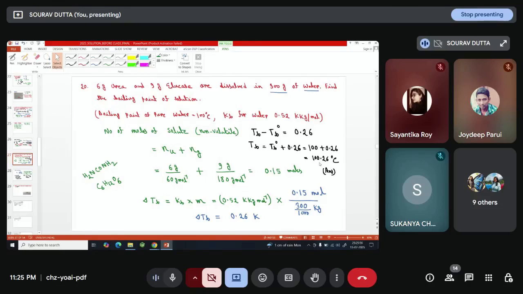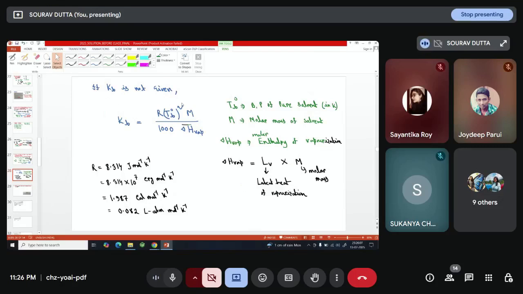OK, so this is one kind of numerical from elevation of boiling point. So here Kb is given to you. If in your question Kb is not given, যদি Kb দেওয়া না থাকে, Kb টা বার করবে কি করে? If Kb is not given to you, then Kb equals to, there is the formula R Tb naught squared... Tb naught is the boiling point of the pure state.